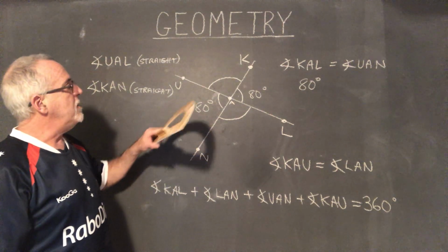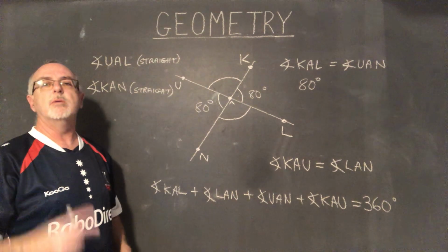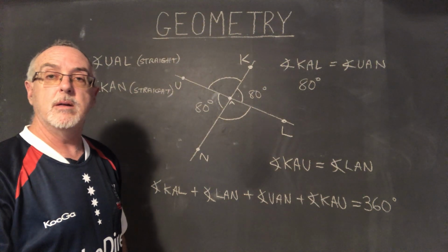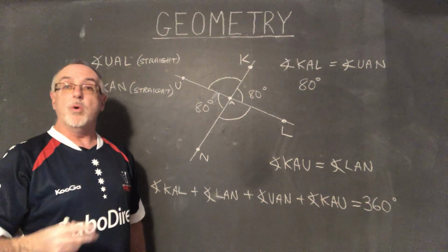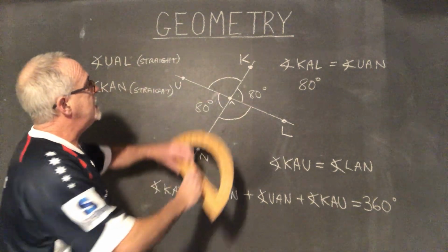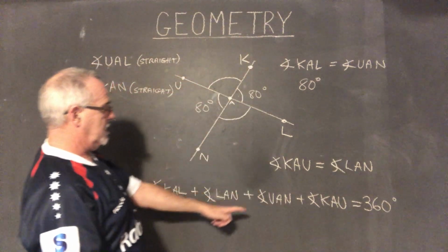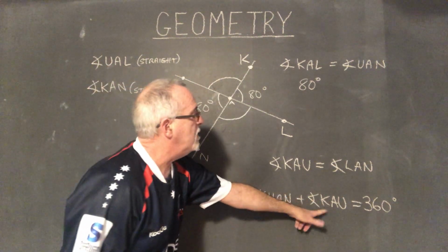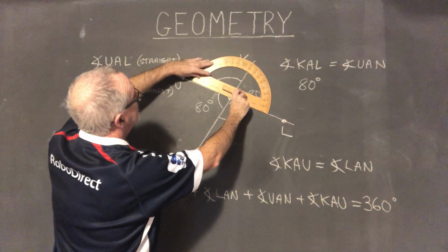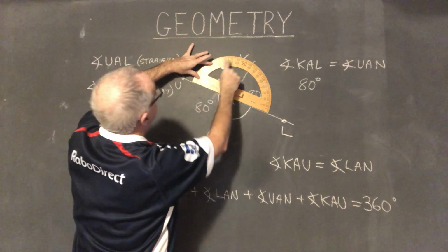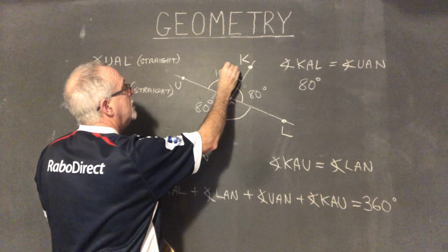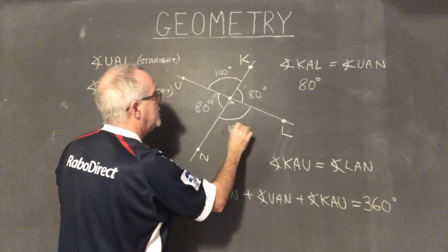Do I have to go and measure the other two angles, or do I just have to measure one of the remaining two angles? Well, either of those will work. I have two different ways to proceed at this point. I can measure angle KAU. There. And that is 100 degrees. And that means this one also has to be 100 degrees.